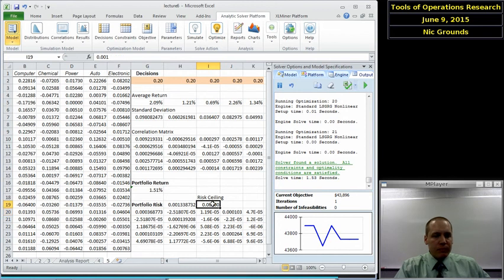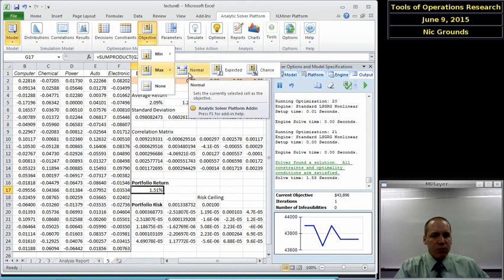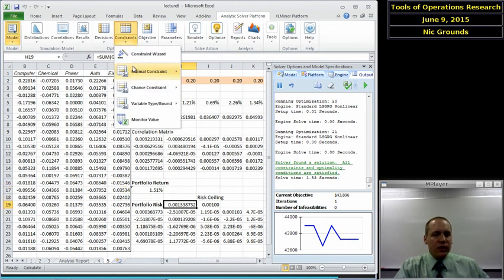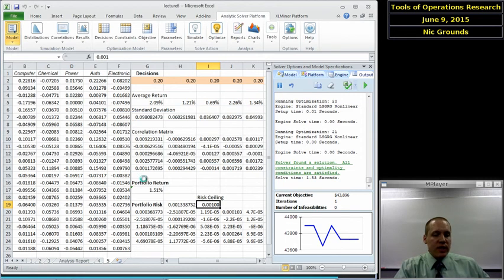So our objective is going to be the portfolio return. We want to maximize portfolio return. The constraint is going to be that our calculated portfolio risk must be less than or equal to the risk ceiling. That is, we don't want our risk overall to be more than 0.1%. What's the highest portfolio return we could get by investing in different quantities?